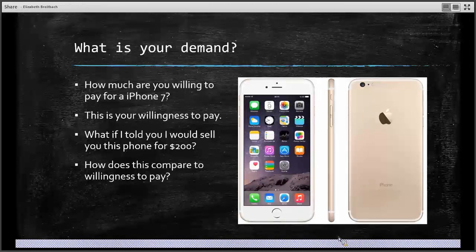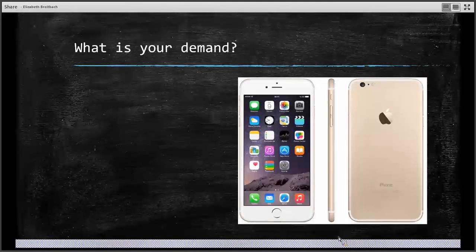Okay, and so we can start to compare our willingness to pay to the price, and we're going to come up with what we call in economics a consumer surplus. We're going to talk about this briefly in this module, but we're really going to hammer home the idea of consumer surplus in the final lecture 6.